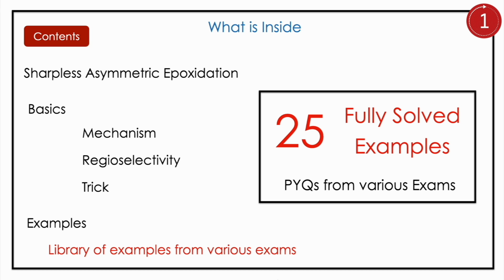What is inside this video? At first, we will see what is Sharpless asymmetric epoxidation, then the basics involved in that reaction, that includes mechanism, regioselectivity, and the trick to find the final product, and a library of examples. That is a very important one because we are going to see 25 fully solved examples from various examinations. So stay tuned.